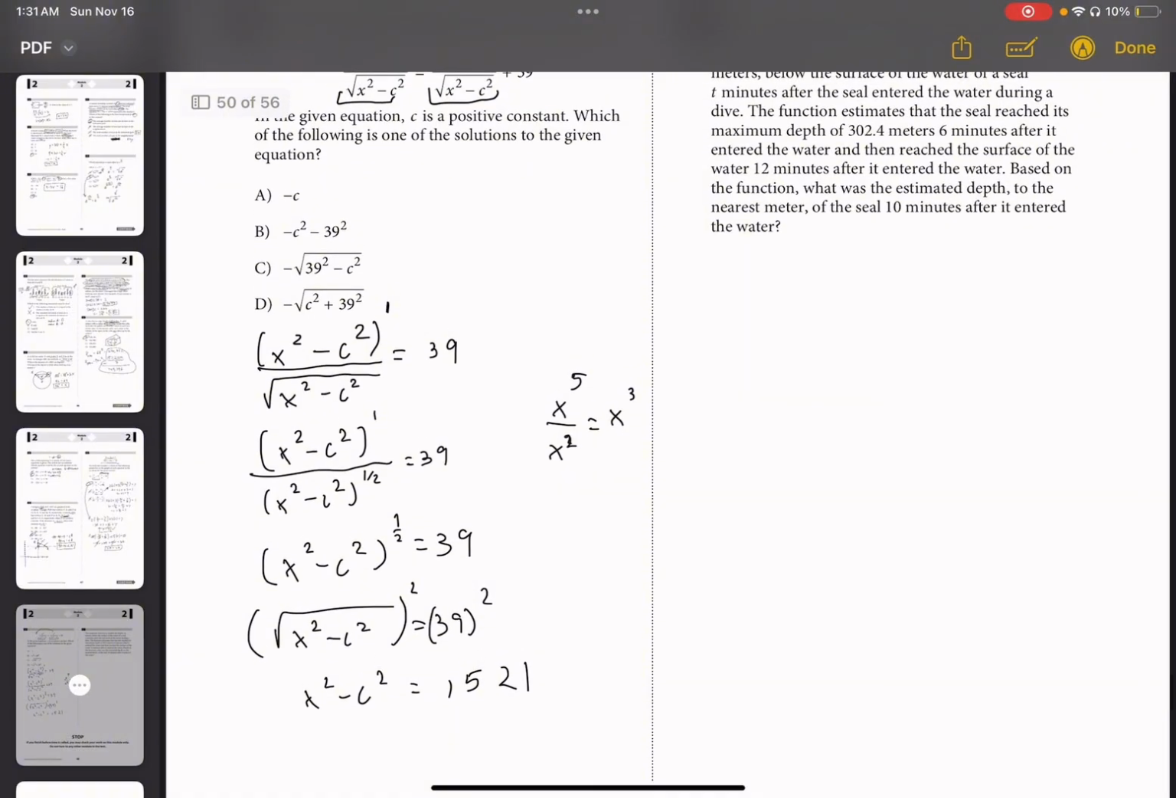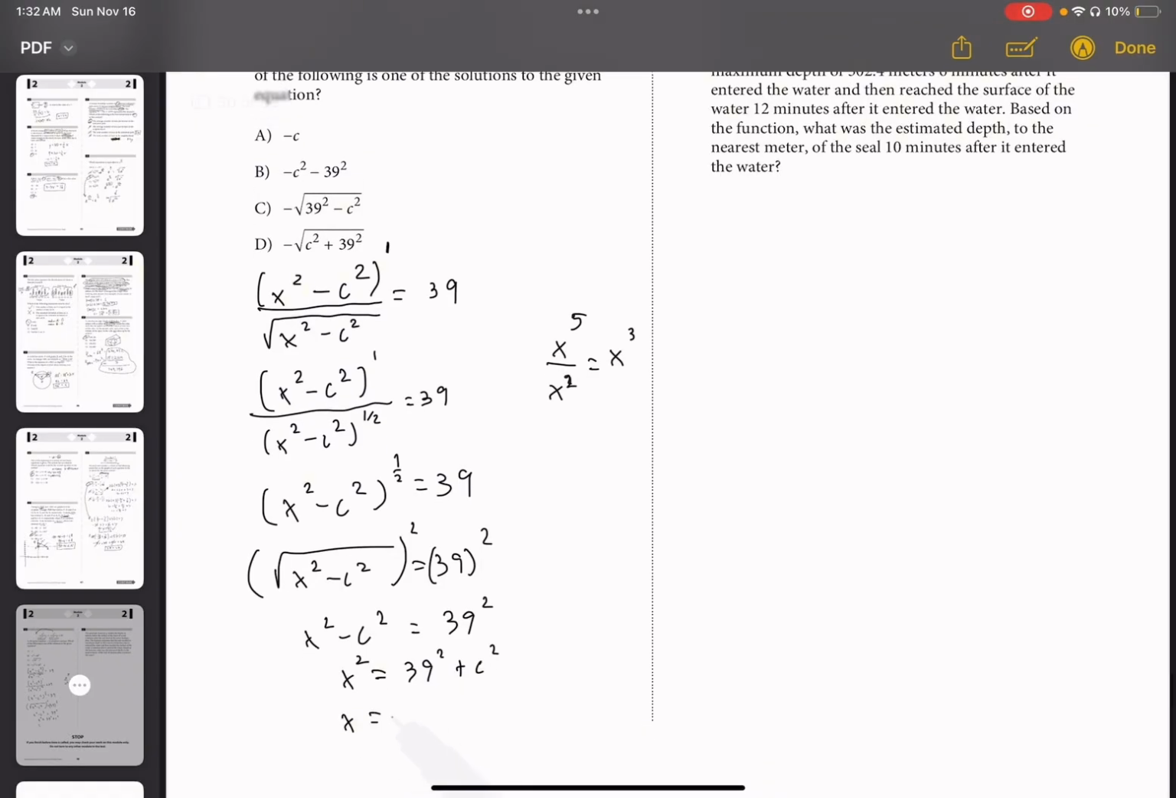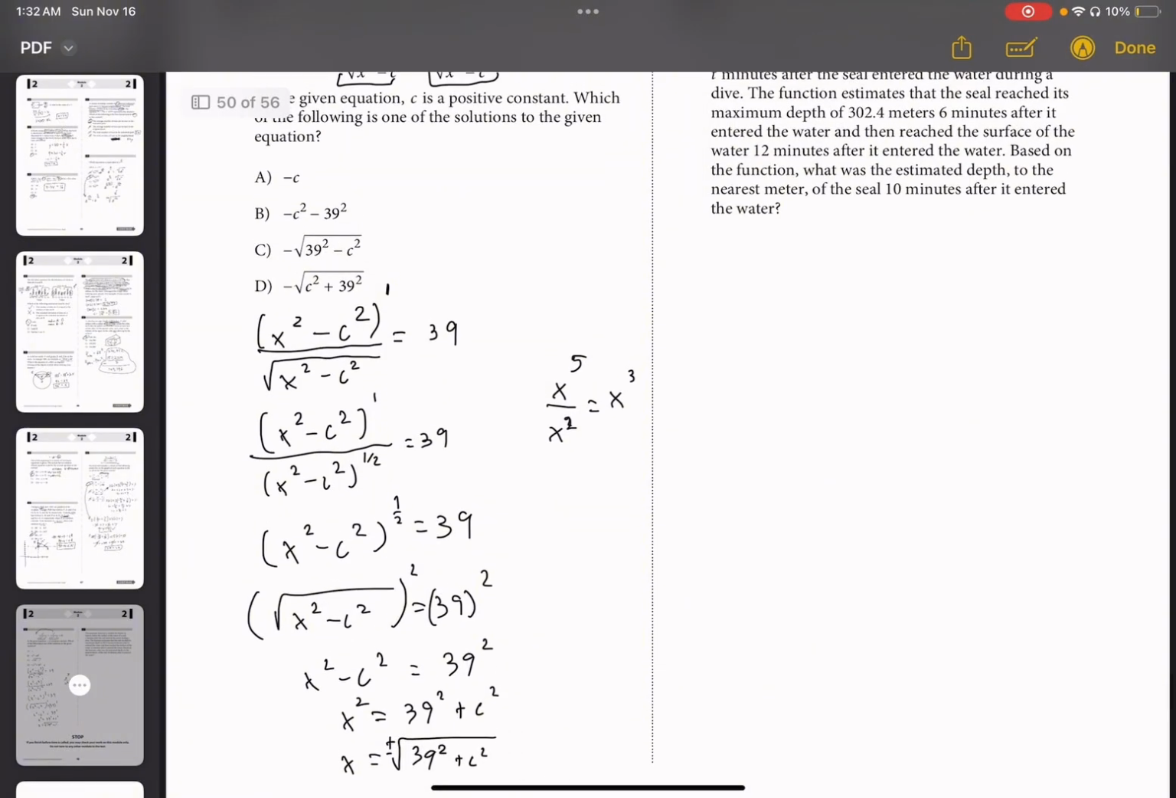But if we look at our answer choices, 39 squared is in all of them, so we're actually not going to simplify 39 squared. We're going to keep it as is, but we are going to try and solve for x squared. So x squared is equal to 39 squared plus c squared, so x is going to be equal to, really, plus or minus the square root of 39 squared plus c squared. So we have two options, positive and negative. And looking at the answer choices, we only have the negative option available.